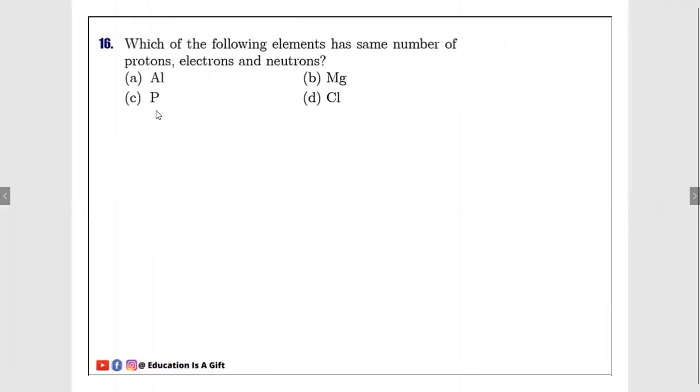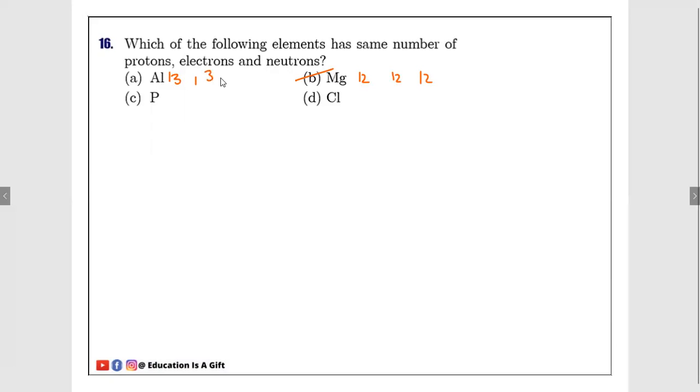Next, 16th. Which of the following elements has same number of proton, electron, neutron? Here, simply you can say magnesium has 12 electron, 12 proton and 12 neutron. So easily you can go with the option magnesium. And three other options are there: aluminum, P for phosphorus, Cl for chlorine. If you observe your textbook, easily you can get count of those. Aluminum has 13 electron, 13 proton.